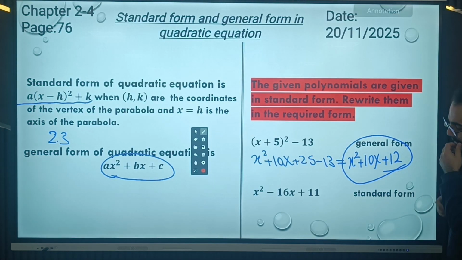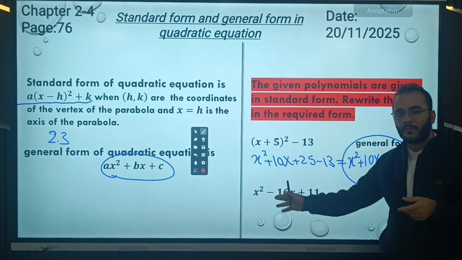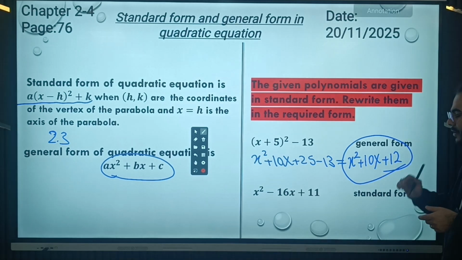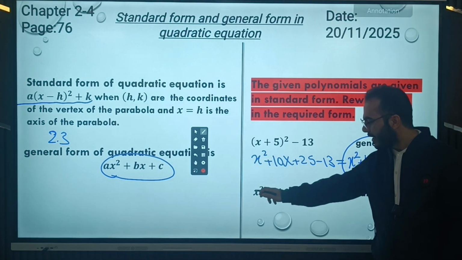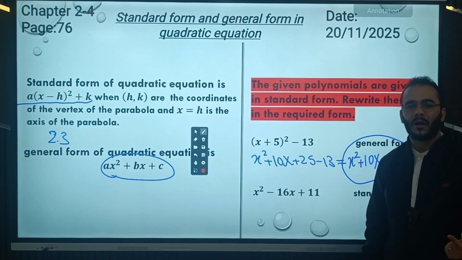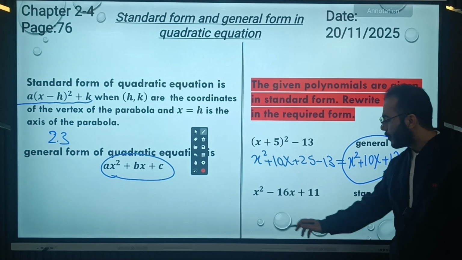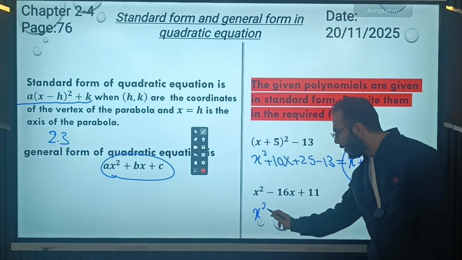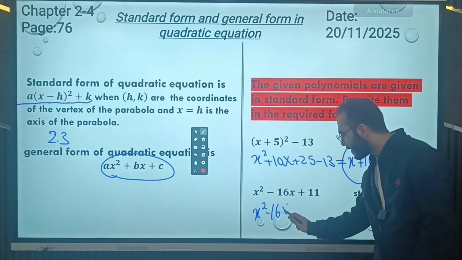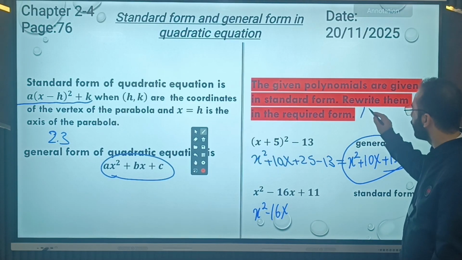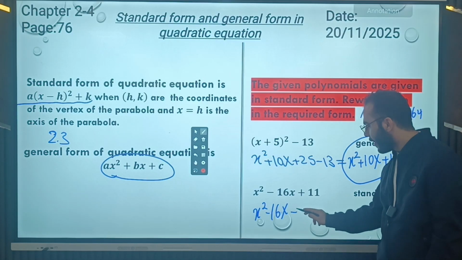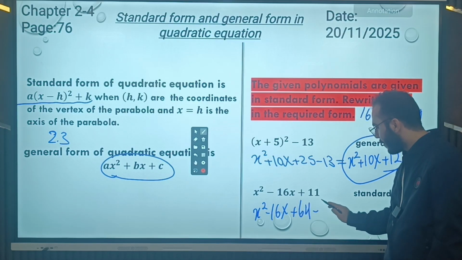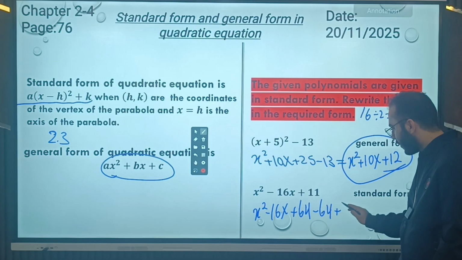You see, that is the general form of that quadratic equation that was written in vertex form. I mean, these two are the same, but this one is called standard form, this one is called general form. How about here, if the general form is given and you are asked to find the standard form? Completing the square. So we need to take a look at the coefficient of x squared, it's 1. Go to the second step. So x squared minus 16x. 16 divided by 2, 8. Powered by 2, 64. So plus 64 minus 64 plus 11.